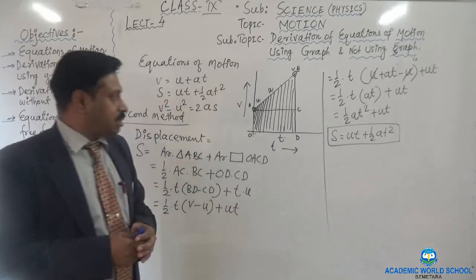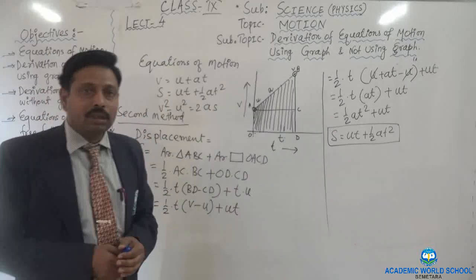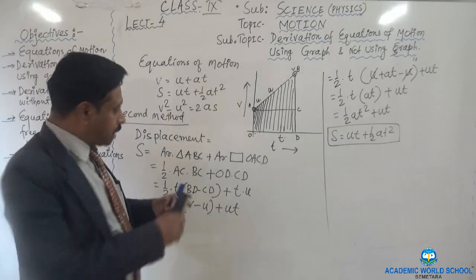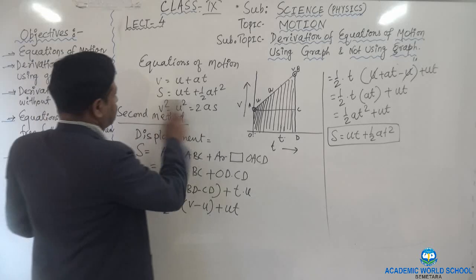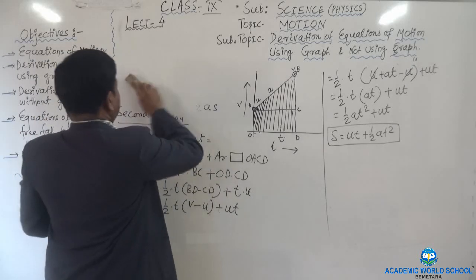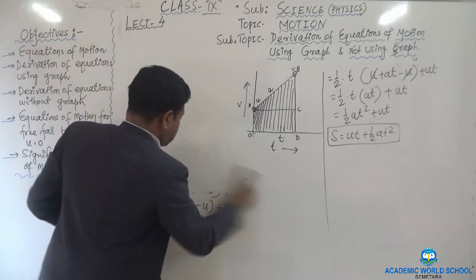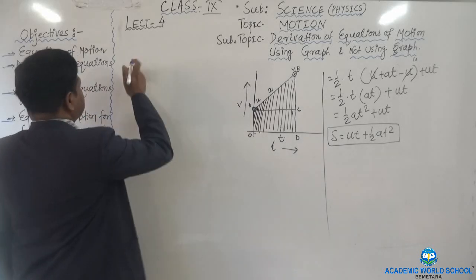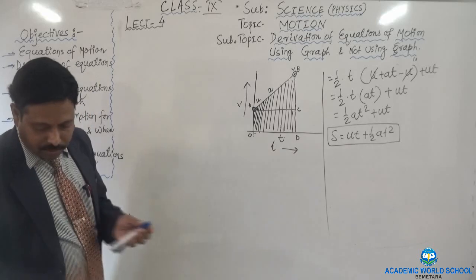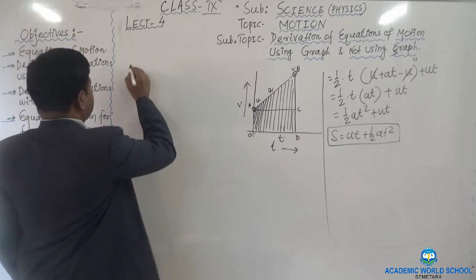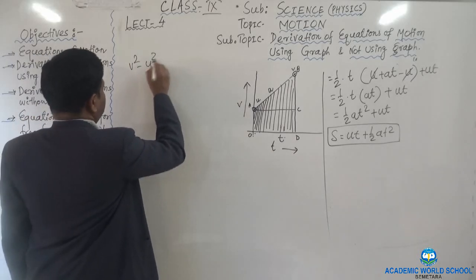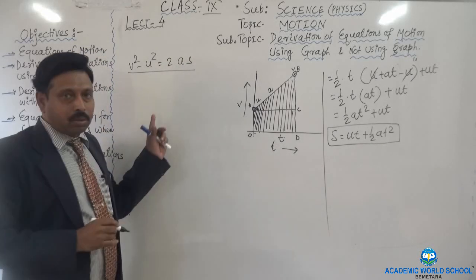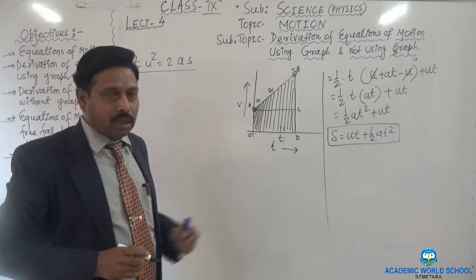Okay. Next we will go to the third equation, derivation of the third equation. So let me start derivation of the third equation. Let me write down the third equation here. The third equation is V square minus U square is equal to 2AS. So now, how to derive the third equation using the graph?